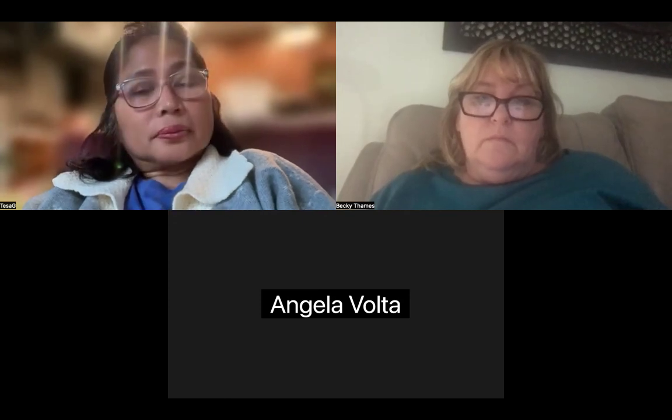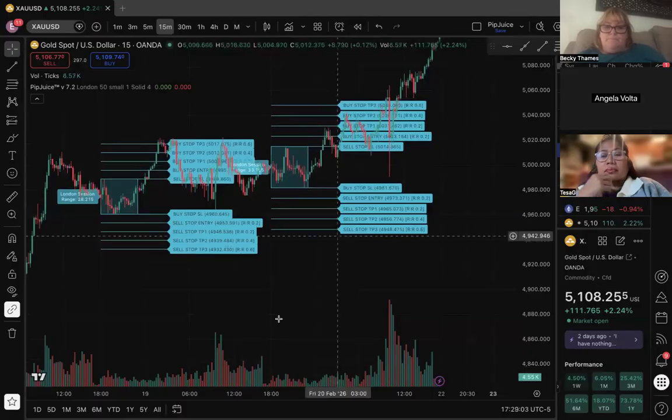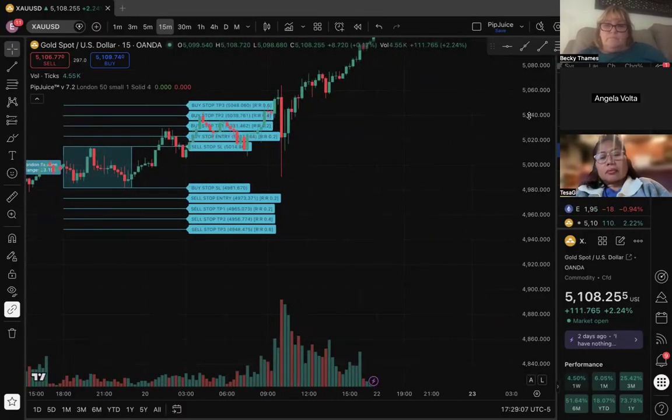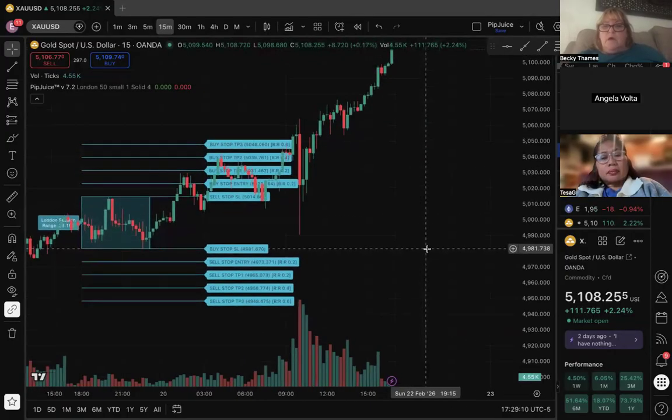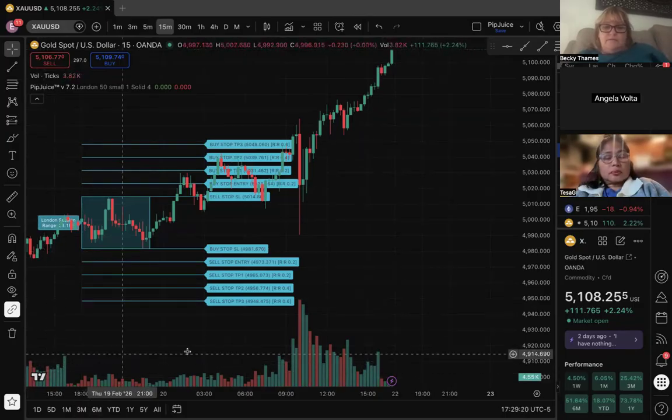But have you been able to do the pip juice on your phone, or are you only able to do it on your computer? Because I can see it on my Trade Locker, but I don't see how to do it on there, or am I just not looking in the right place? So I only do it on my computer. I set pending orders in Trade Locker, so I don't sit here and do it.